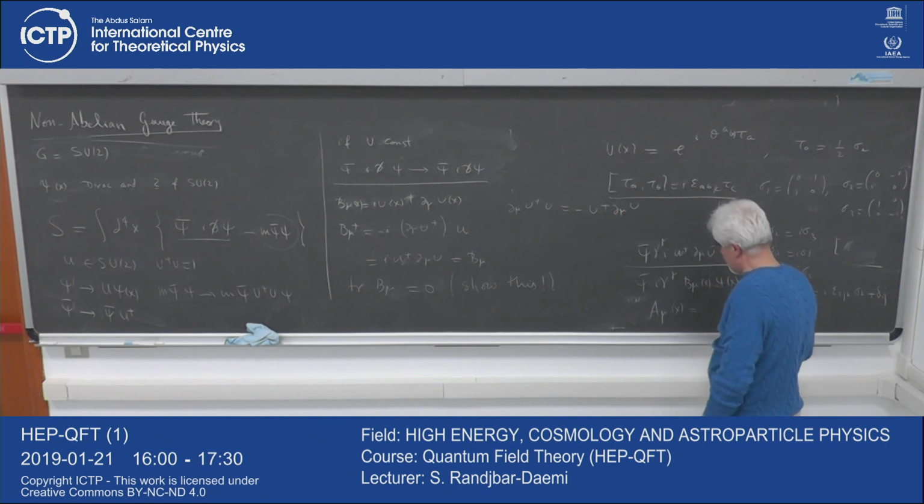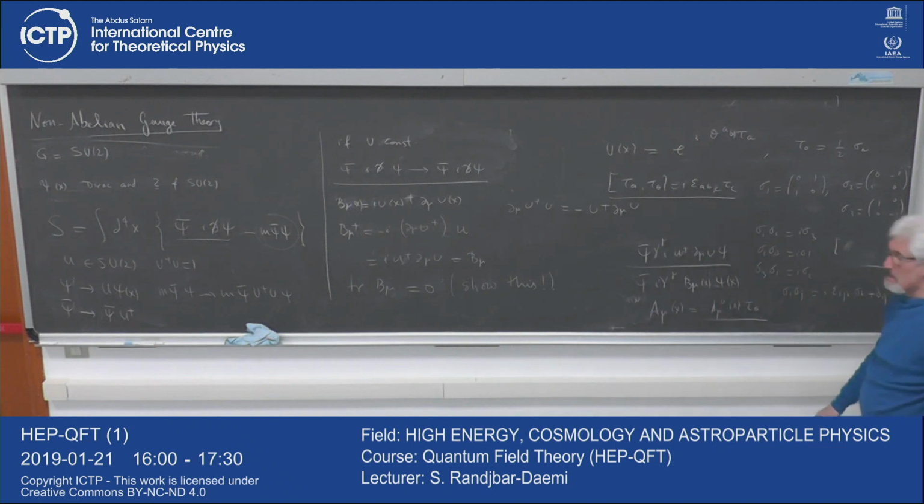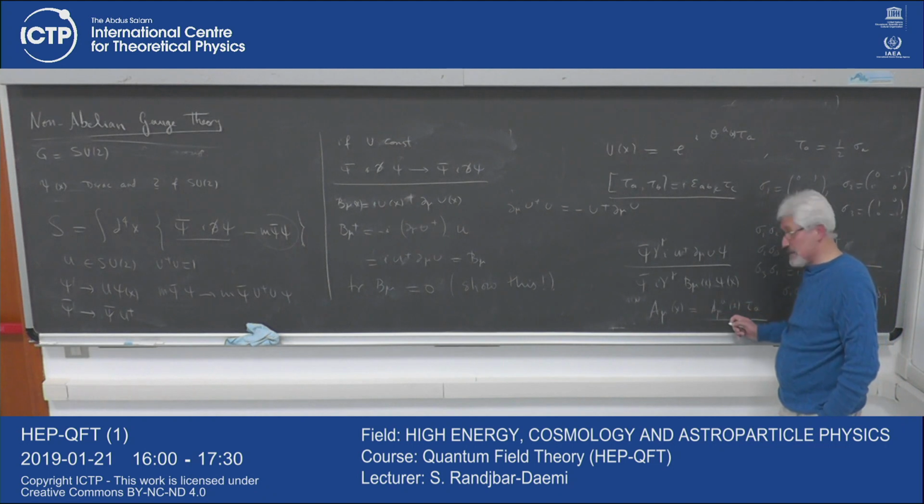Any 2 by 2 Hermitian matrix can be written as an expansion in terms of the Pauli matrices. Therefore, the field that we're going to introduce should have this structure, where there is a summation over A from 1 to 3. Okay?